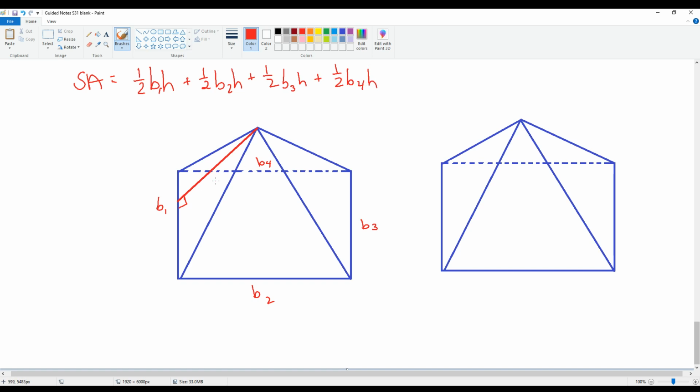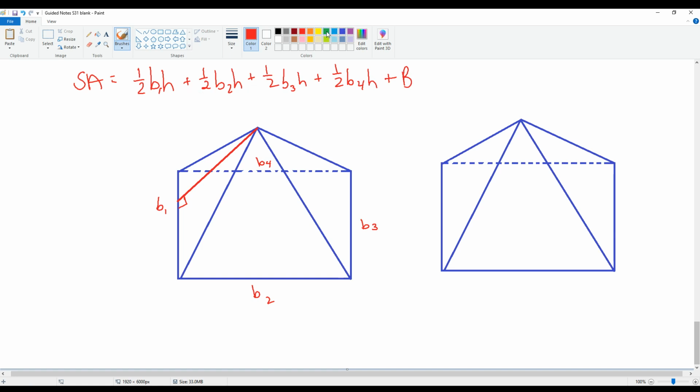Then there's also the base at the bottom. In this case, it's a rectangle, but it could be any shape, any polygon. And the area of the base is given by capital B. I don't need 2 of them because there aren't 2 of them. A pyramid just has 1 base.